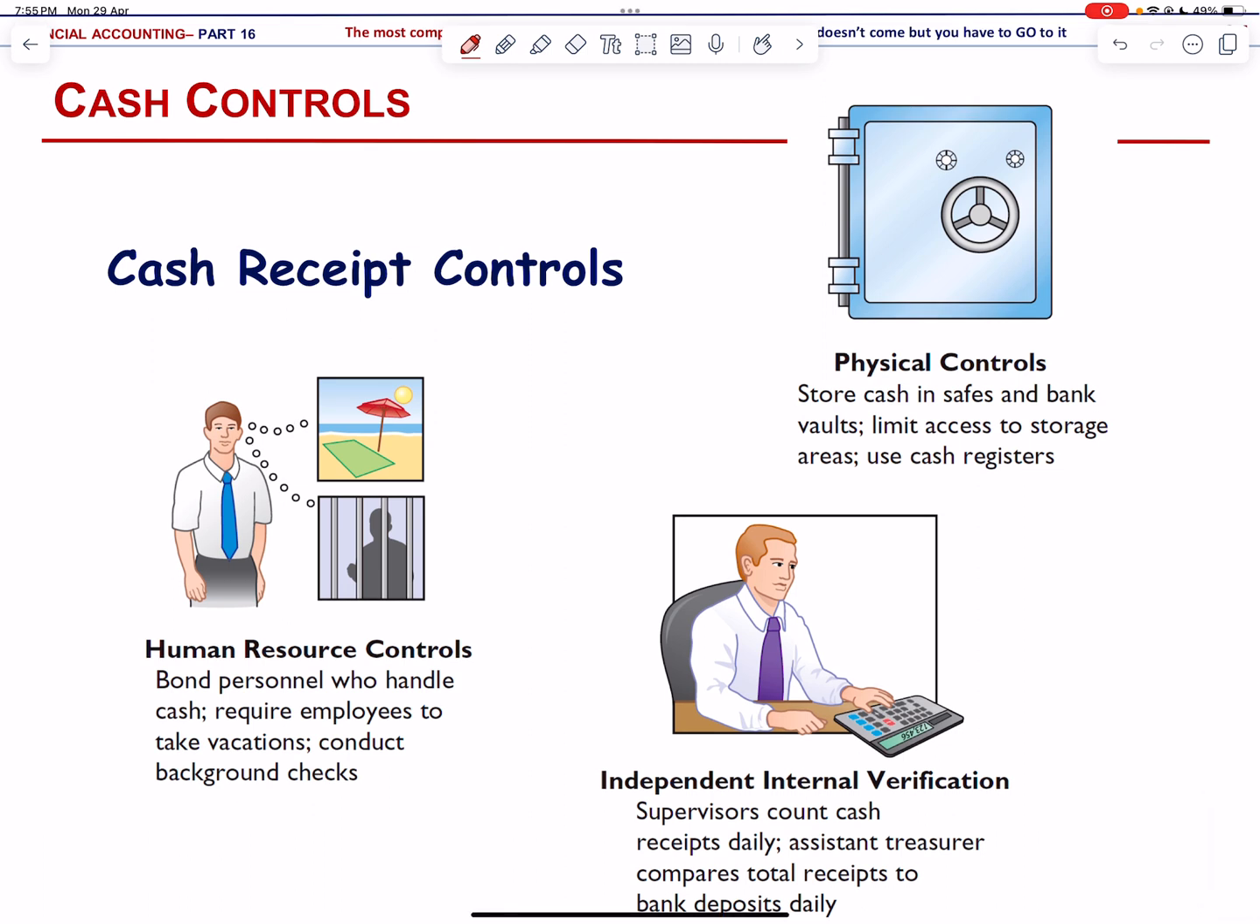Cash receipts controls ensure accuracy, security, and integrity. Human resource controls use background checks and bonding for staff. This ensures reliable handling of cash. Physical controls employ locked cash drawers, safes, and surveillance. These deter theft and ensure security. And then independent verification, that is regular audits by separate personnel, ensure accuracy and detect fraud. These controls make cash handling secure and reliable.